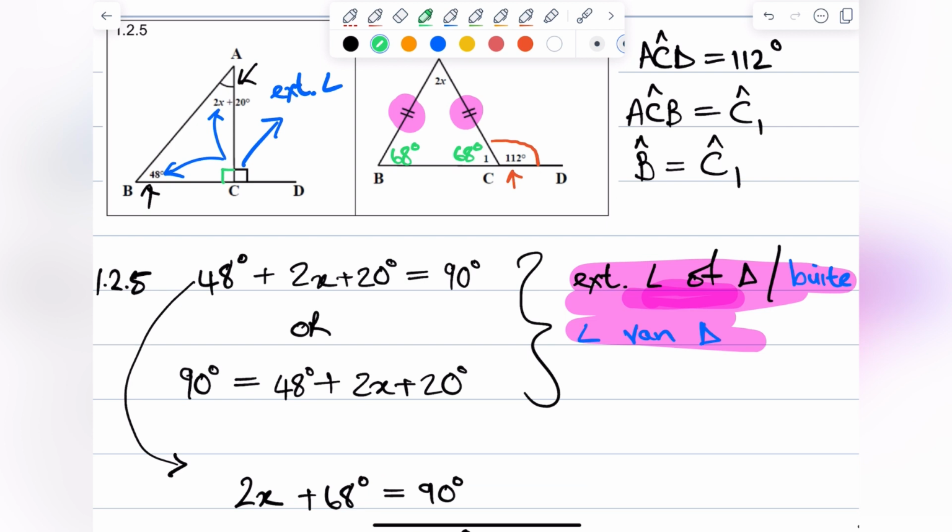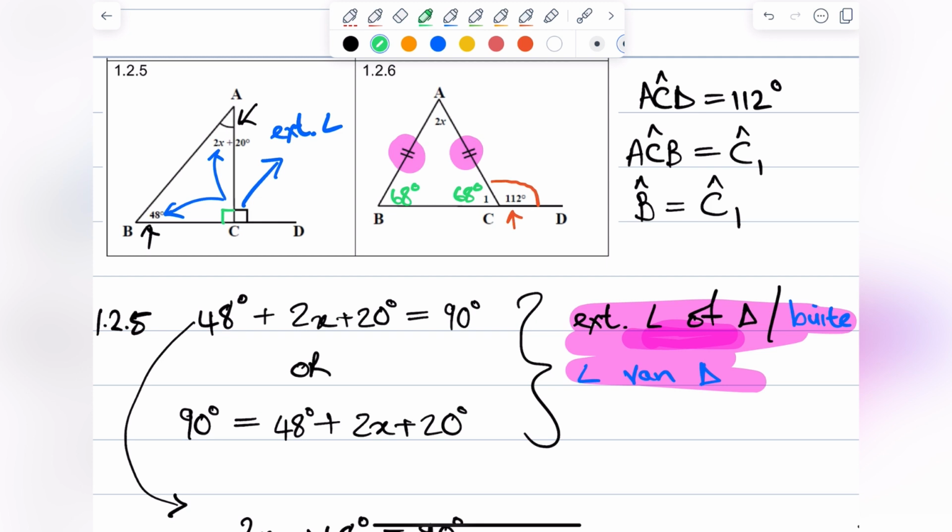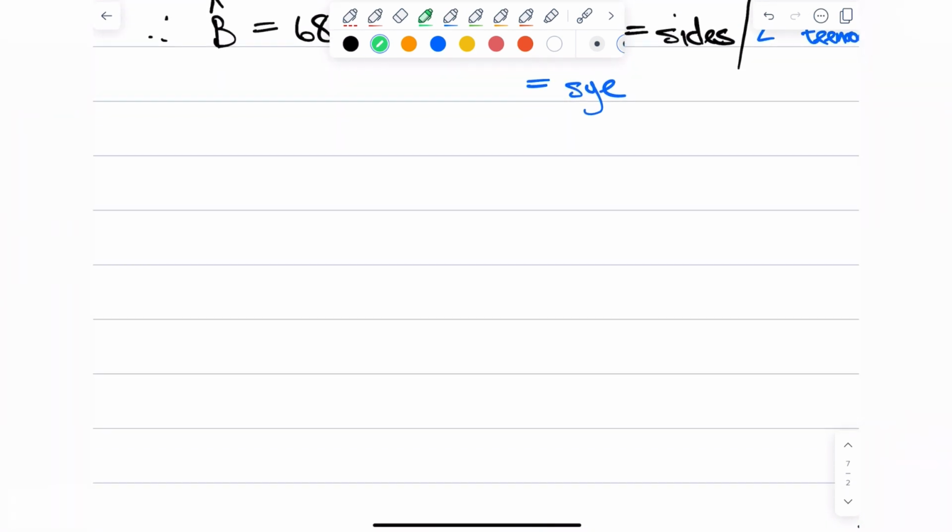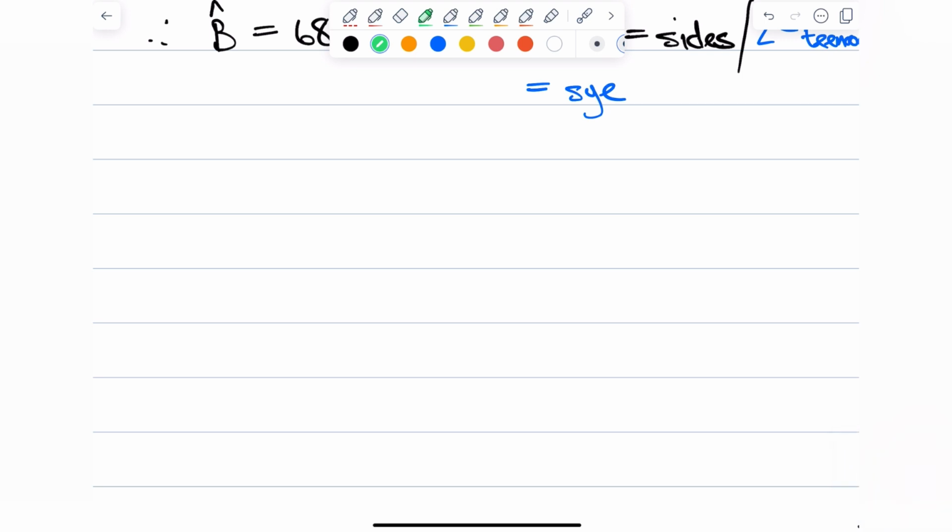Now that we have 68 degrees, we actually have two options. Because we have every angle inside this triangle labeled with either a value or an algebraic expression, we can sum them together and put them equal to 180 degrees. We can use the property of the interior angles of a triangle, or we can even use the property of the exterior angle of a triangle. So we will do both. First up, we will use the property of the interior angles of a triangle.